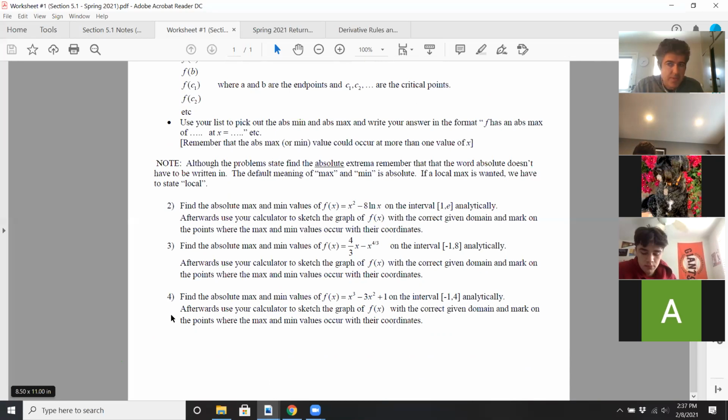All the same instructions: state the EVT applies. I'll tell you, they're all continuous and closed intervals, but just make a quick statement about that. Find the derivative, set it equal to 0, solve for x, also see if there's anything where the derivative will not exist. Then test those x values, your critical points and endpoints, into the original function, and make your statement about which one's highest and which one's lowest.